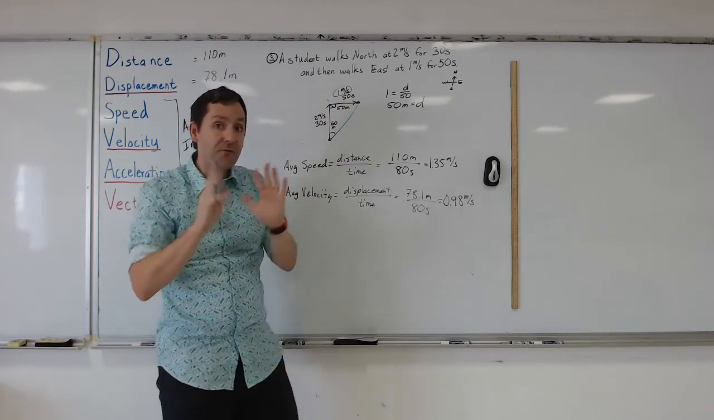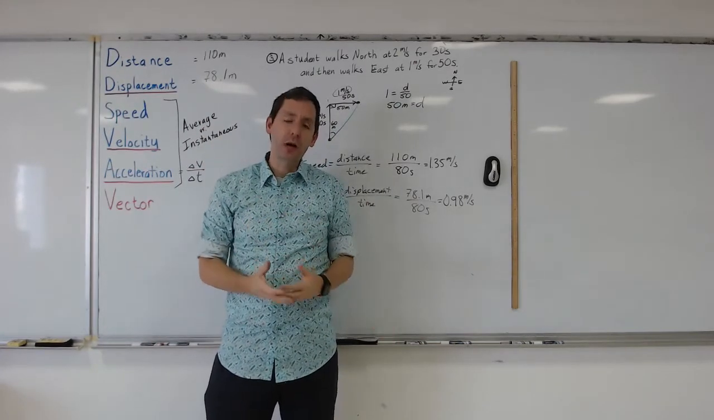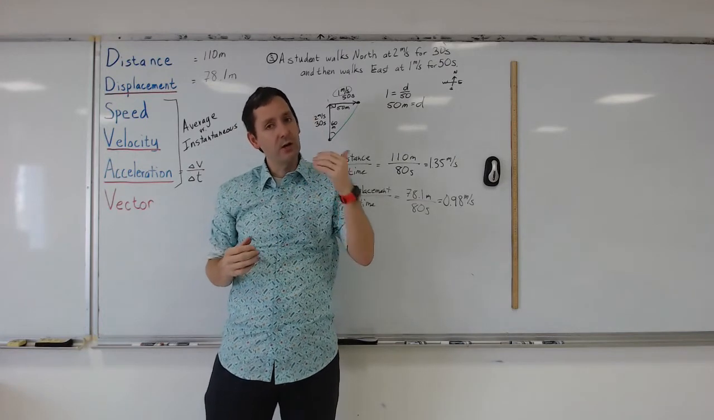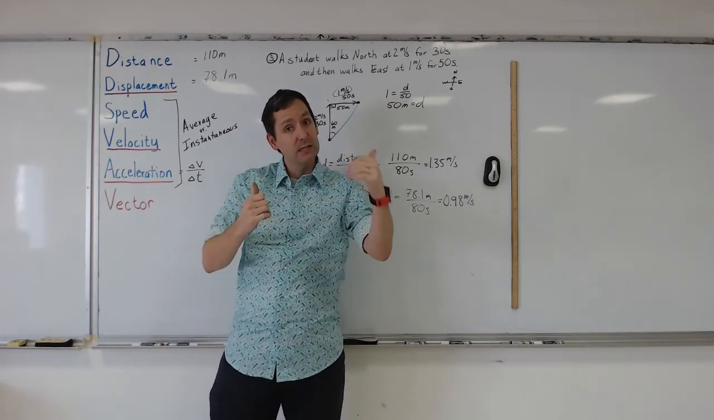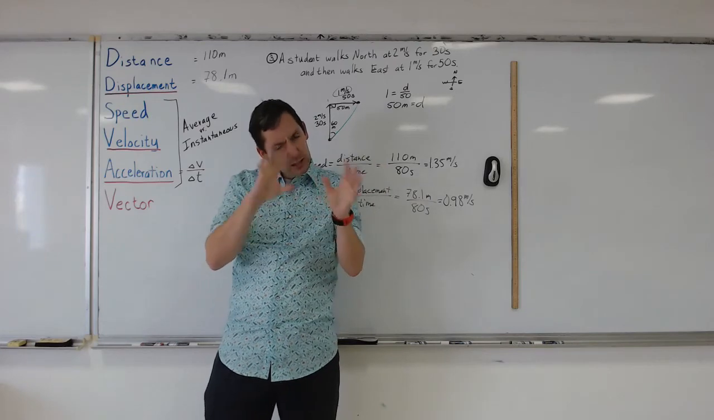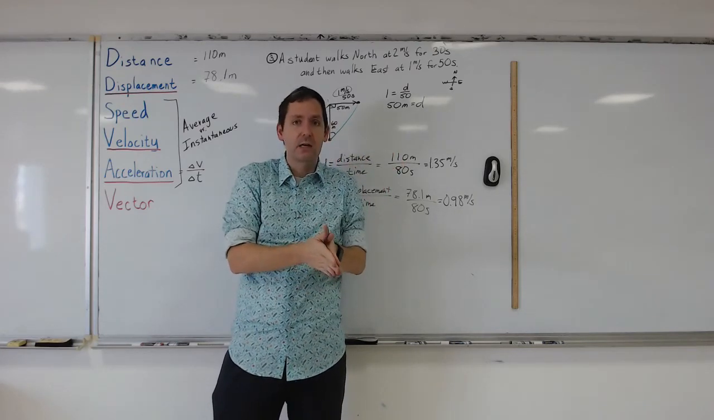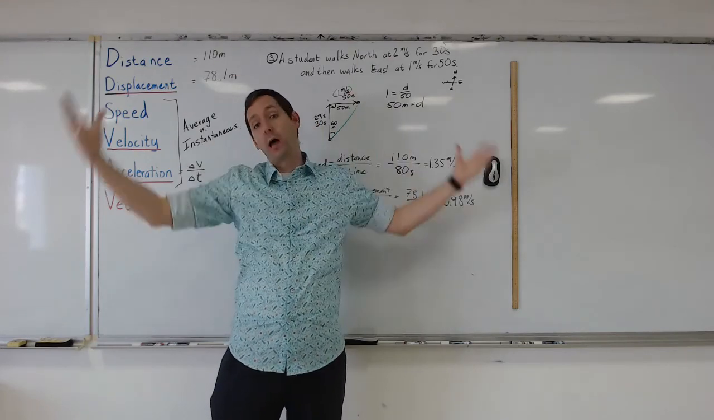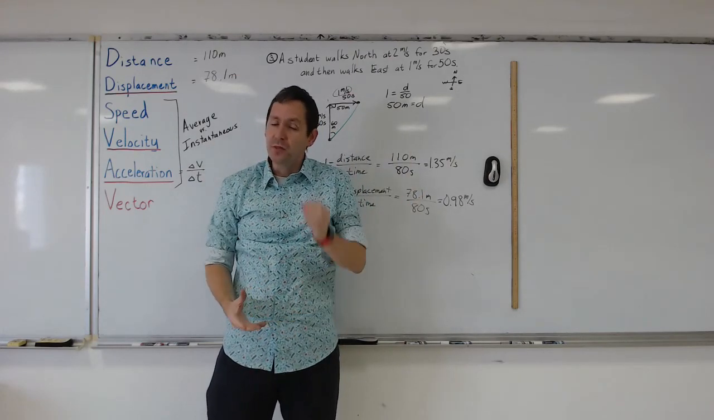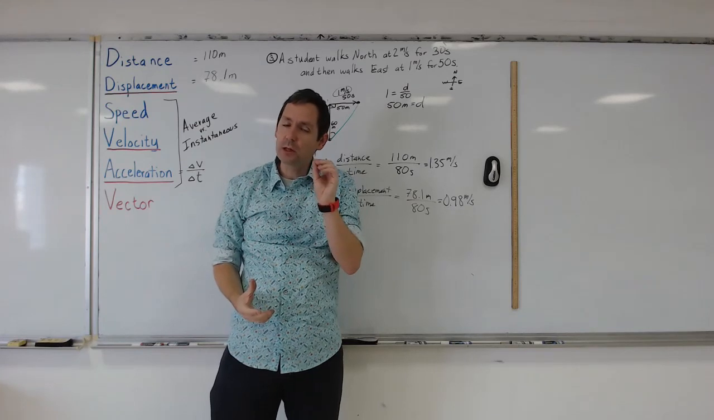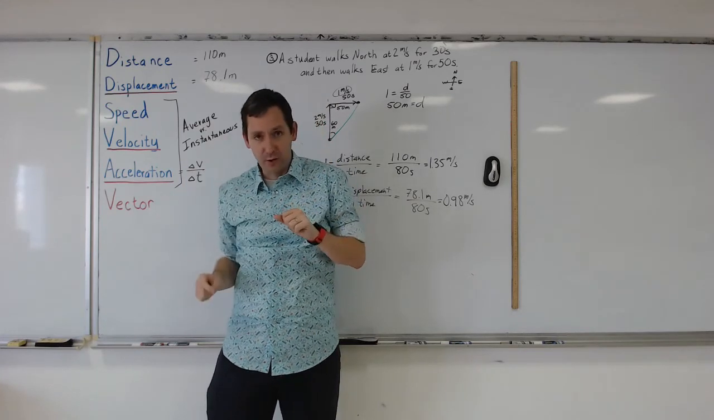Hopefully that's helped give you a couple of examples of how we can use distance, displacement, speed, velocity, and a little bit of connection with the instantaneous, which is right now how fast, versus the average, which is overall how fast he is going. These definitions are going to be really, really important as we get further and further into physics here.